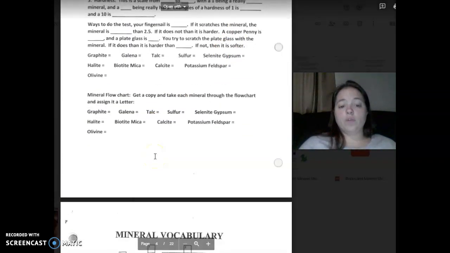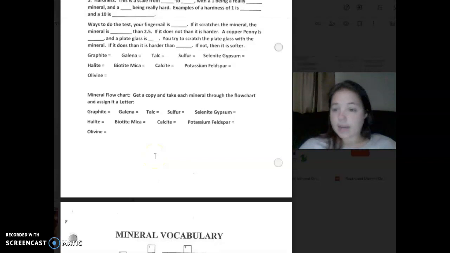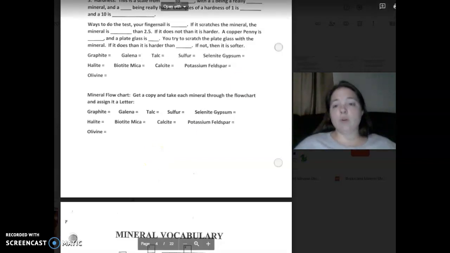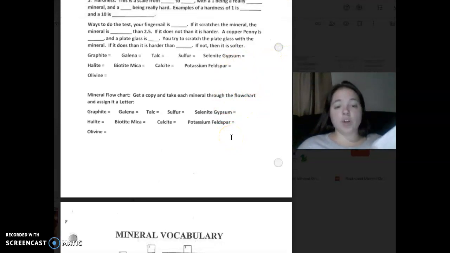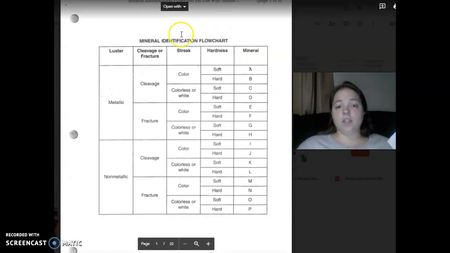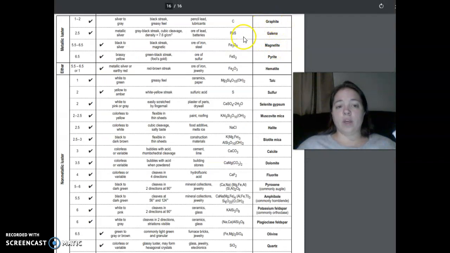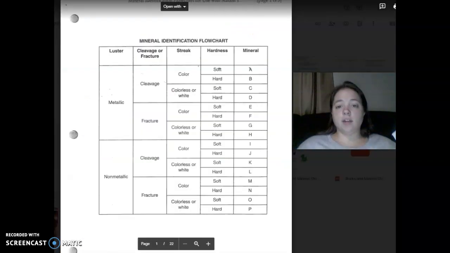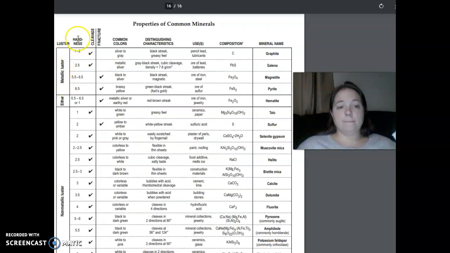All right, so mineral flow chart. What the heck is a mineral flow chart? The mineral flow chart is going to be up top, so we're going to look through the 10. If I was to take graphite, this is our flow chart. So graphite, looking at it right here: number 1, metallic or non-metallic? It is metallic.